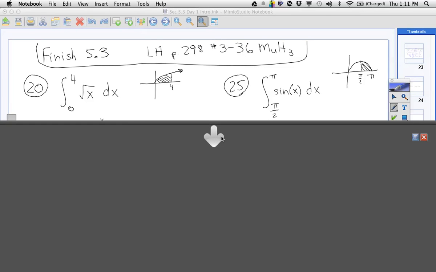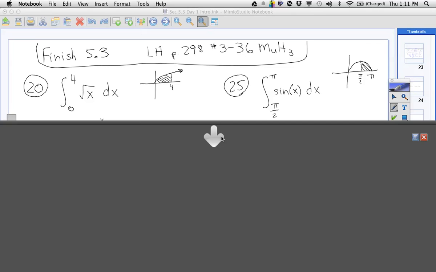Okay, here's 2 of them. This is in that section that's 19 through 30 in this 5.3 section. Okay, so one of them is the integral from 0 to 4 of square root of x dx, and the other is the integral from pi halves to pi of sine x dx.